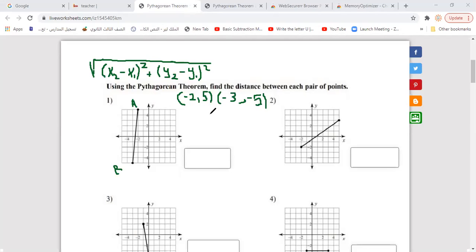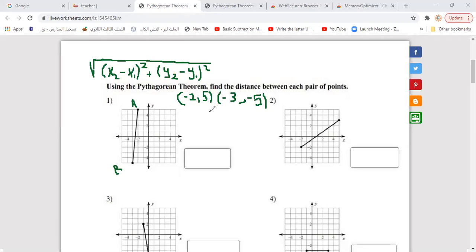So the answer will be equal to root 101. If you want to find it approximately to the nearest 1 decimal place, the answer will be 10.04, which means it's approximately equal to 10. This is by using the distance formula.